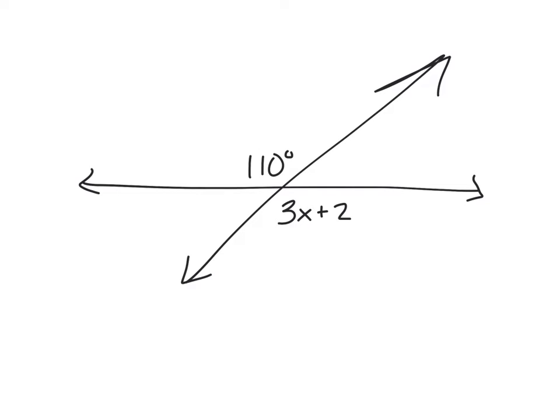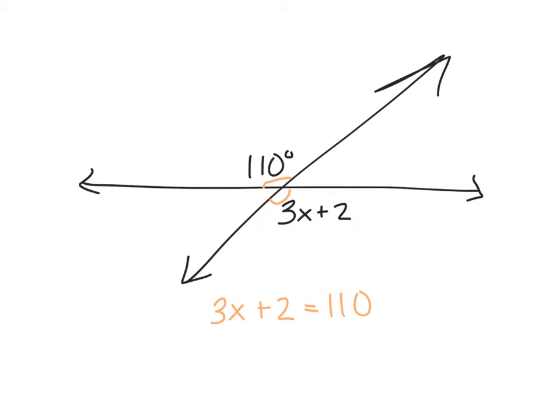Okay, so I'm going to show you a couple examples of how to solve for x when we have angles. With this first example, we have 110 degrees here, and this vertical angle, 3x plus 2, we know is congruent or equal to 110. So we need to solve for x. What we're going to do is set these two angles equal to each other. So 3x plus 2 is equal to 110.